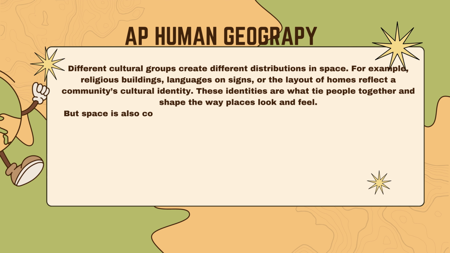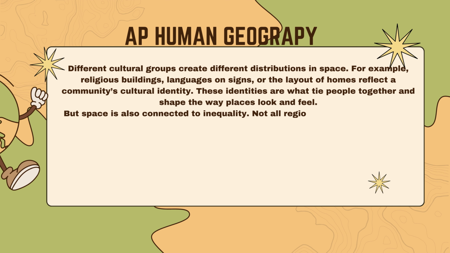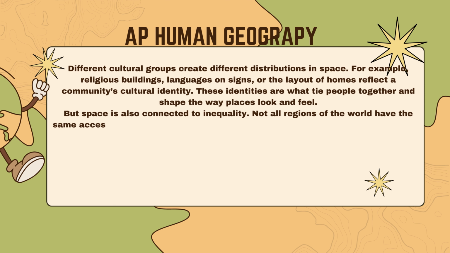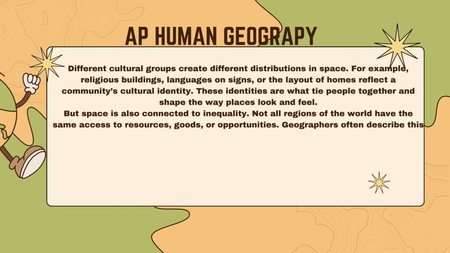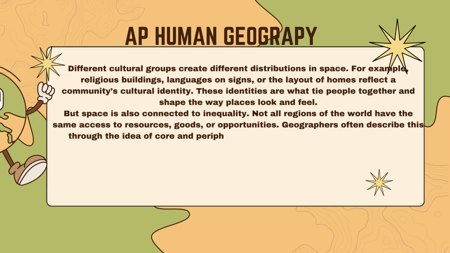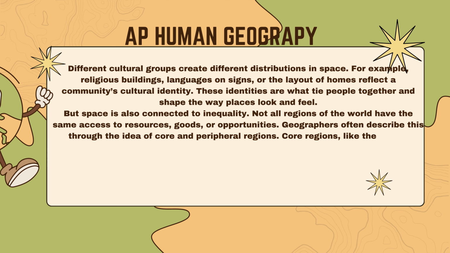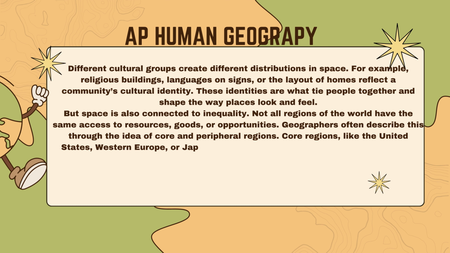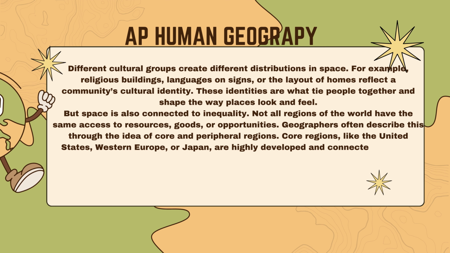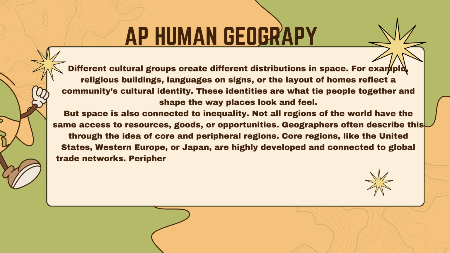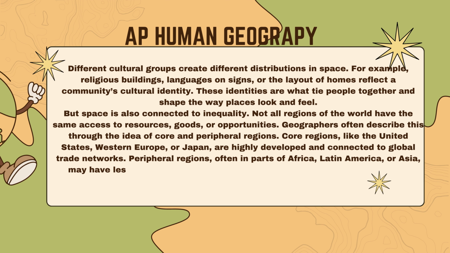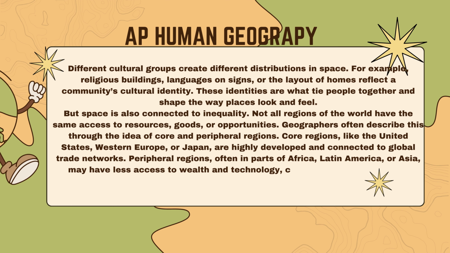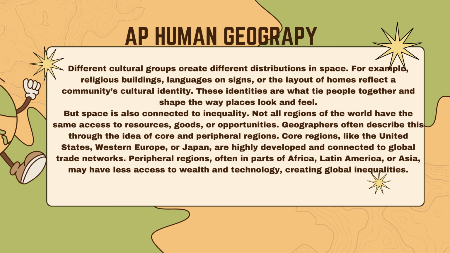But space is also connected to inequality. Not all regions of the world have the same access to resources, goods, or opportunities. Geographers often describe this through the idea of core and peripheral regions. Core regions, like the United States, Western Europe, or Japan, are highly developed and connected to global trade networks. Peripheral regions, often in parts of Africa, Latin America, or Asia, may have less access to wealth and technology, creating global inequalities.